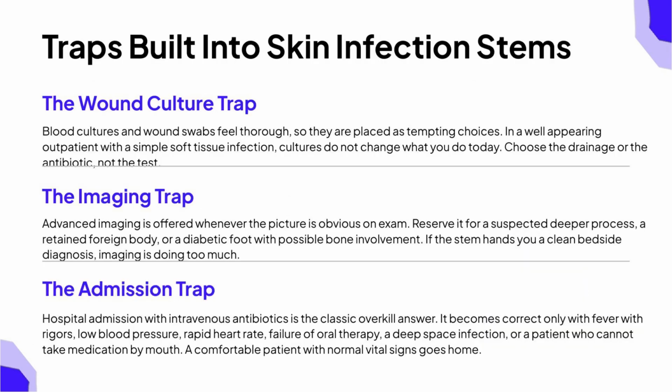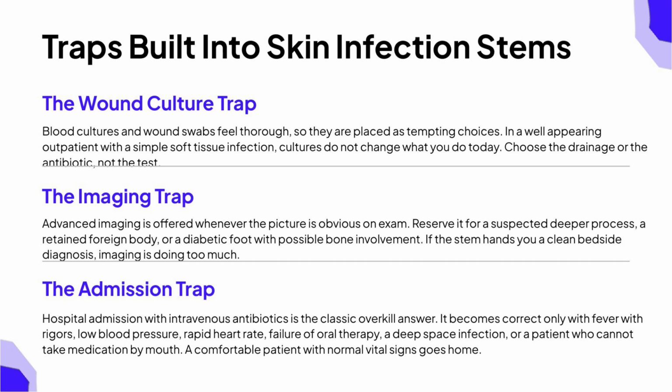Now let us talk about the traps, because these stems are built around 3 of them. The first is the wound culture trap. Blood cultures and wound swabs sound thorough and careful, so they get placed near the top of the answer list. But in a well-appearing outpatient with a simple soft tissue infection, a culture does not change what you do today. Choose the drainage or choose the antibiotic. Do not choose the test.